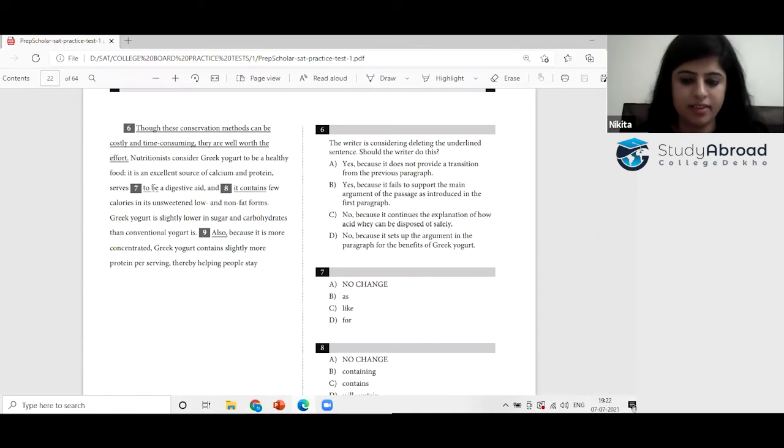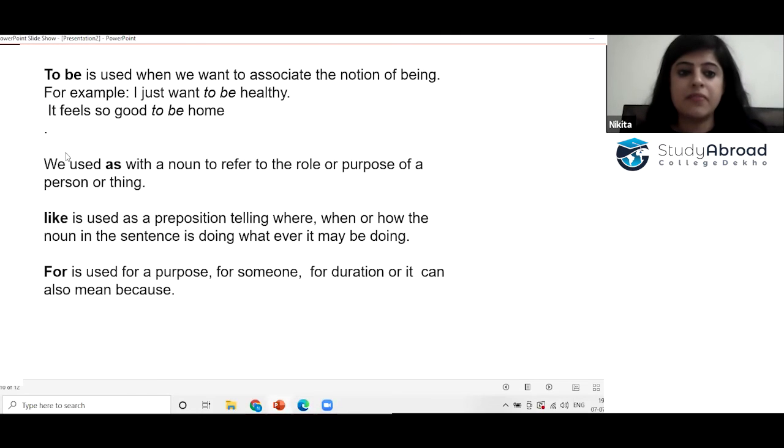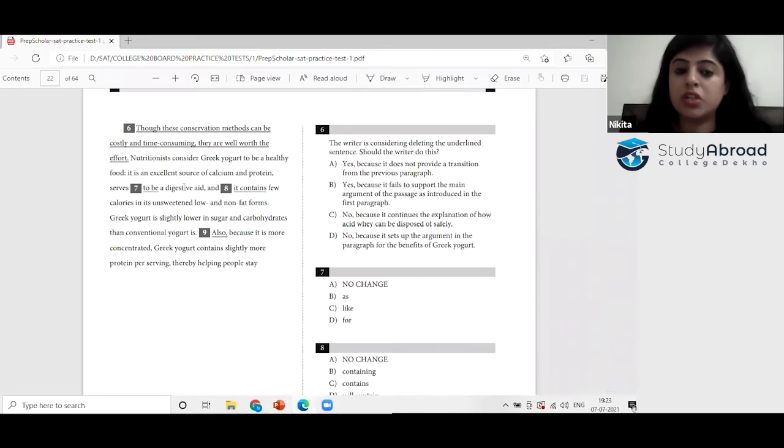Right? We use as with a noun to refer to the role or purpose. Role, what it is going to be. Purpose. What's the purpose of it? Purpose is serving as a digestive aid.